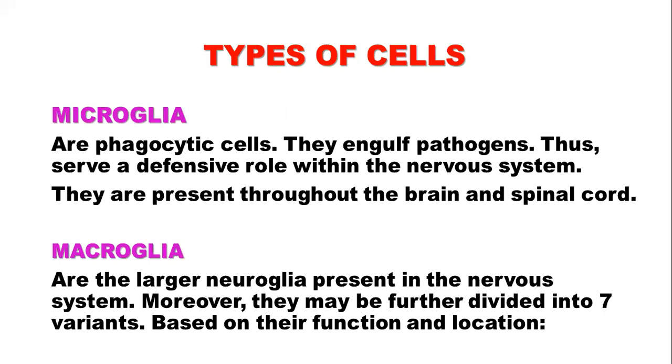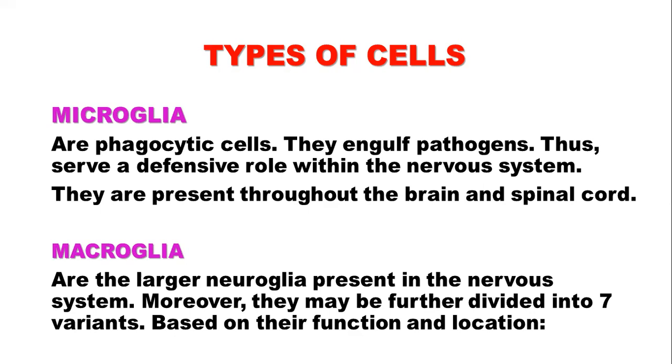What are the types of cells? They are microglia and macroglia. Microglia are small cells. Macroglia are large cells. Microglia are phagocytic cells. They engulf pathogens. These are like the monsters. Thus, they serve a defensive role within the nervous system. They are present throughout the brain and spinal cord.